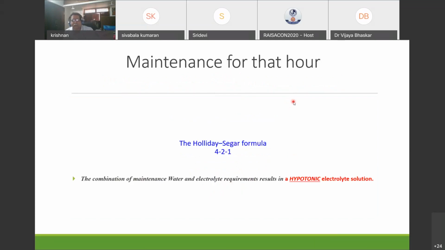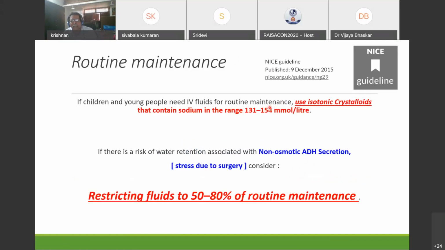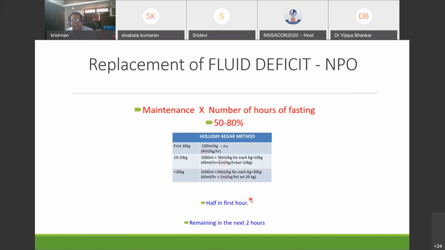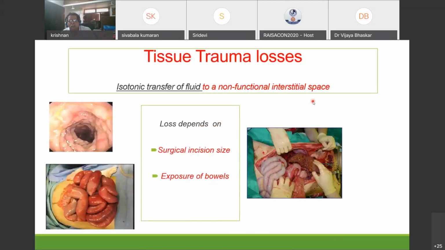Okay. So maintenance for that particular hour, we have said 4-2-1 formula. There is no place for hypotonic fluid. So you calculate based on your 4-2-1 formula, give a fluid which contains 131 to 154, that is Ringer lactate or Plasma-Lyte, restrict to 50 to 80% of your routine maintenance. Replacement fluid, if it is nil per oral for 4 hours, maintenance into number of hours. So again, you can restrict that fluid also and give it half in the first hour, remaining in the next 2 hours.